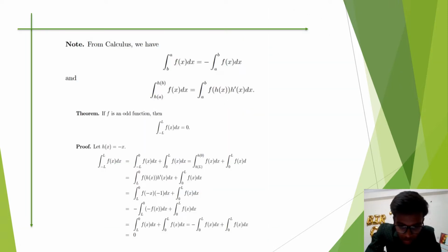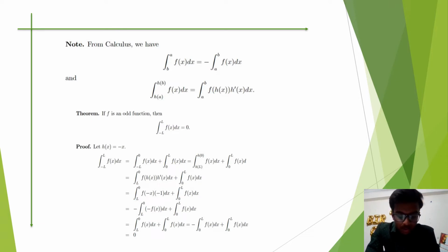Note: from calculus we have the integral of f of x dx from a to b equal to minus the integral of f of x dx from b to a. If f is an even function, then the integral from minus L to L of f of x dx is equal to 2 times the integral from 0 to L of f of x dx. Theorem: if f is an odd function, then the integral of f of x dx with limits L to minus L equals 0. Let h of x equal to minus x.